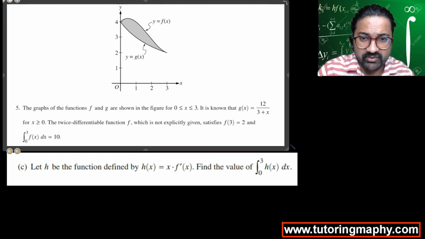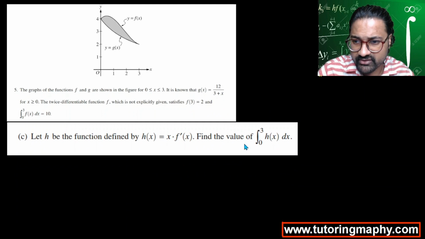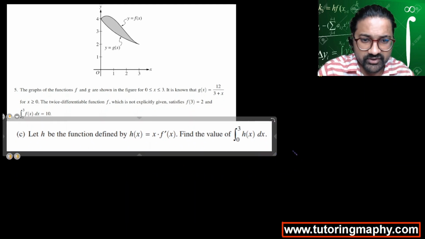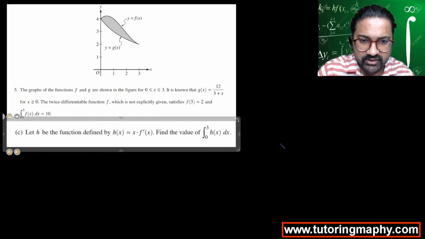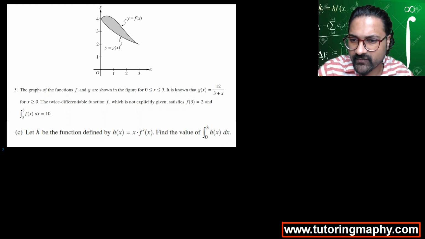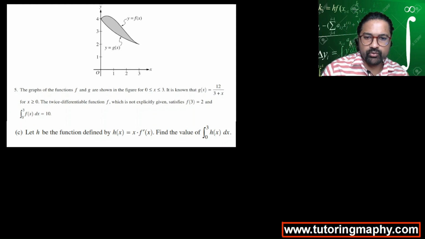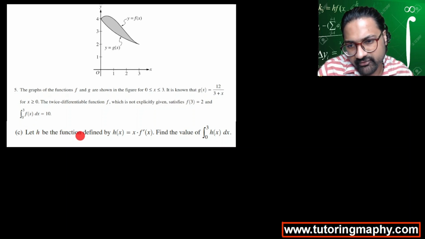I'm going to make some space for myself. I'm just going to decrease the size of these two images. Okay, I think that's legible. So what I am going to do is read the question: let h be a function defined by x times f prime of x. Oh my goodness. Find the value of the integral from 0 to 3 of h(x) g(x).